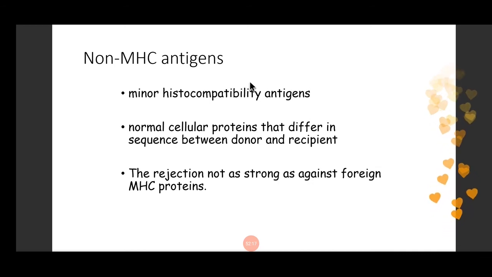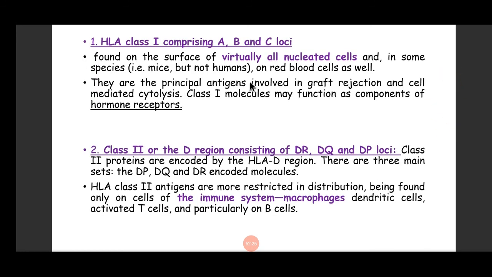There are some other non-MHC antigens, minor histocompatibility antigens or normal cellular proteins. So where are they present? Class 1 MHC molecules are present virtually on all nucleated cells. I mean the normal body cells, which are non-immune cells, they all have class 1 MHC molecules. So if the class 1 MHC molecule is presenting a normal body antigen, that is good. The T cells won't do anything. But if this class 1 MHC molecule in a normal cell is presenting some other antigen, a viral antigen or bacterial antigen, the T cell will just kill this cell. Right? These are normal body cells, non-immune body cells.